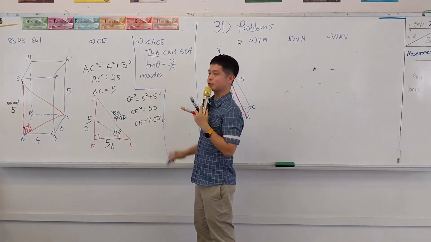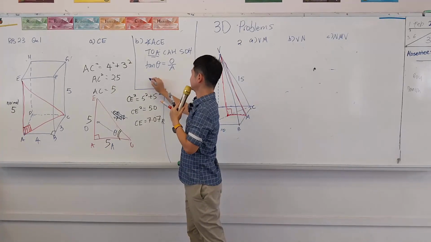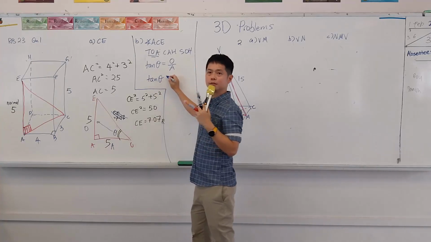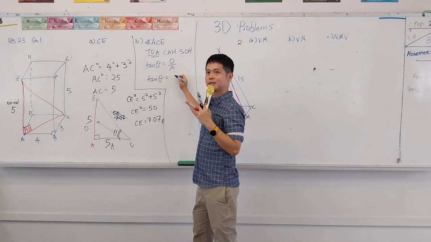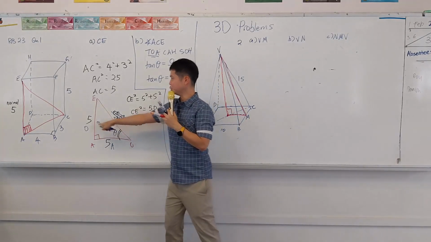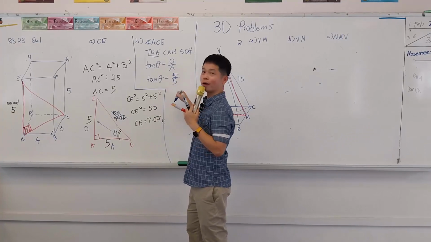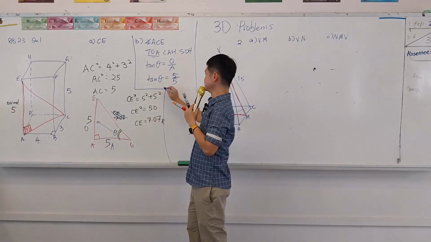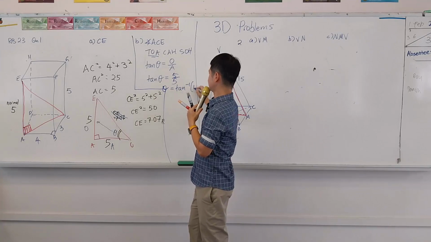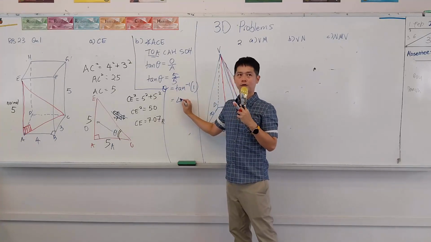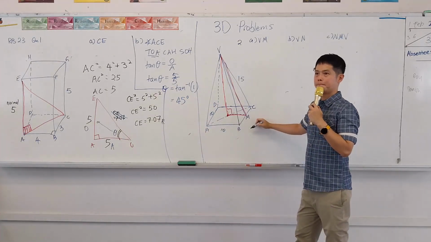So let's practice Toa Cah Soh. Tangent theta equals how much? Tangent theta equals 5 over 5. Then you get 1, right? So you inverse the tangent. I just want to revise. You will get 45.